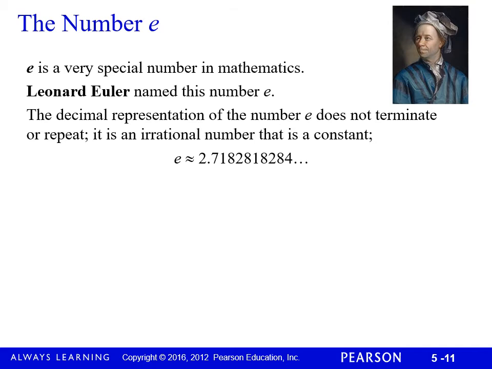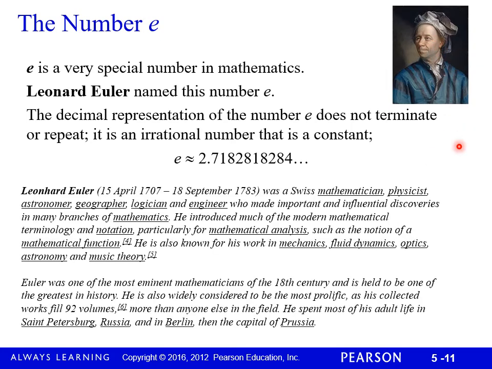There is a number called e. This is Euler's number. I thought it was Euler's constant, but it's not. It's a number that represents a base for many exponential functions that occur in science, in nature, and in finances. This is Leonard Euler, a Swiss mathematician from the 1700s. Euler's number is an irrational number, which is kind of like pi, which means it's a decimal that doesn't repeat and doesn't end.